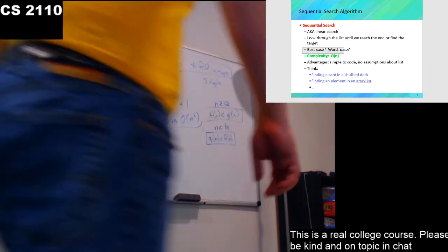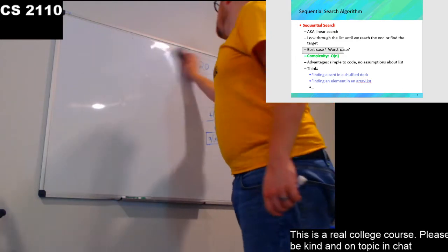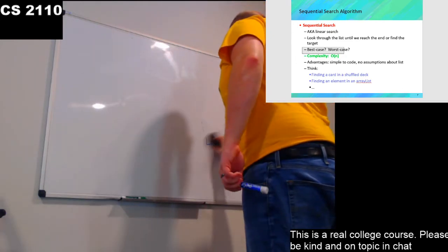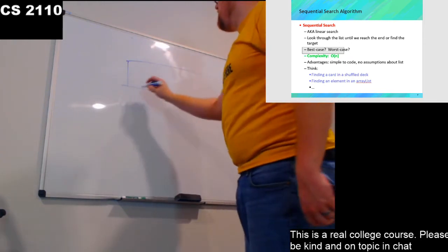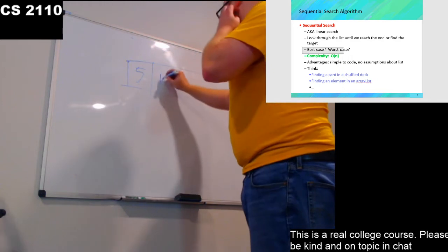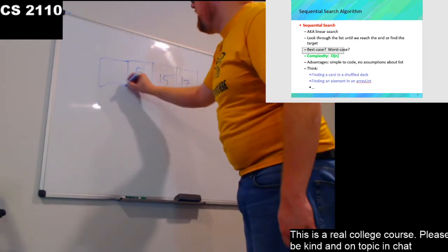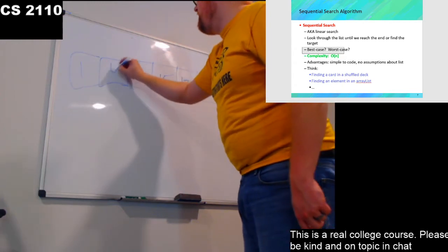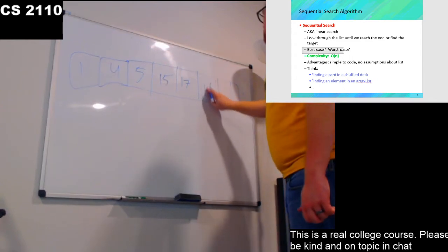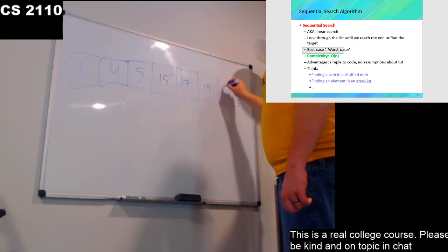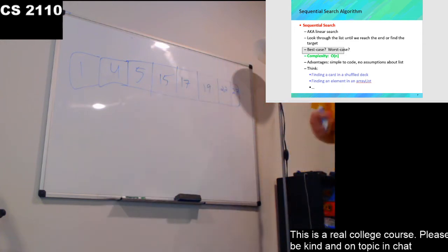Let's say I had the following elements: 5, 15, 17. Let me add some more values over here: 1, 4, 19, 22, and 27. Let's say this were my array.